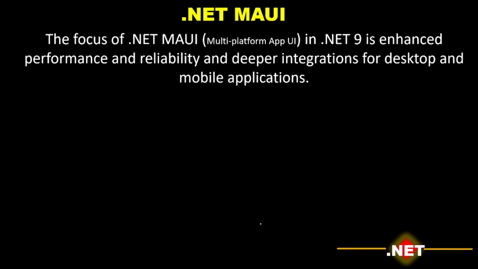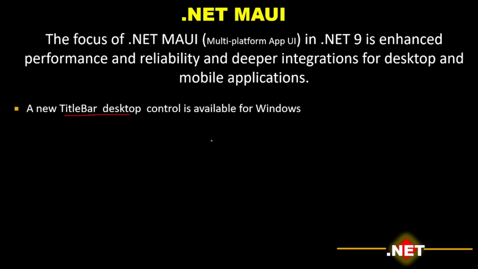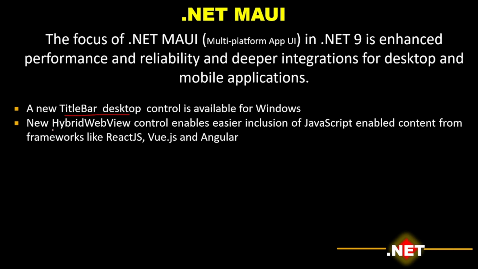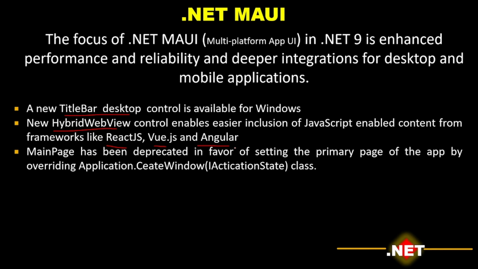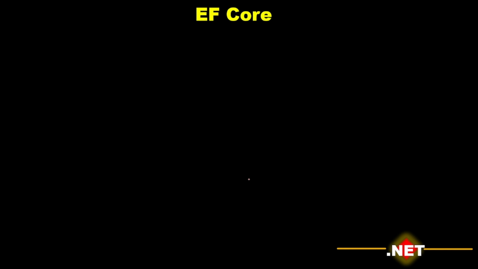Talking about multi-platform app UI, MAUI, the focus of .NET MAUI in .NET 9 is enhanced performance, reliability, and deeper integration for desktop and mobile applications. A new title bar desktop control is available for Windows. A new hybrid web view control enables easier inclusion of JavaScript-enabled content from frameworks like React.js, Vue.js, and Angular. MainPage has been removed. It is deprecated in favor of setting the primary page of the app by overriding the Application CreateWindow activation status class.